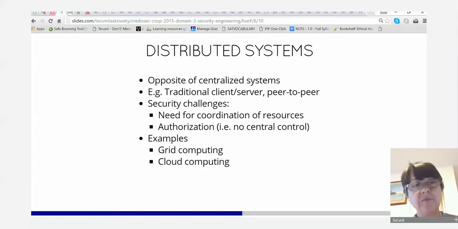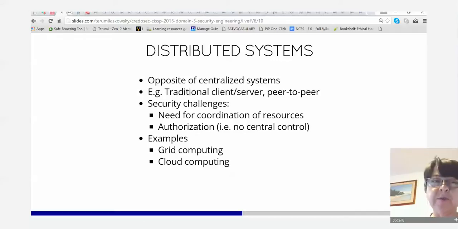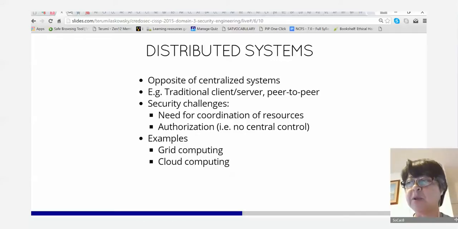Cloud computing, that we talked about yesterday. But cloud computing isn't necessarily a distributed system. It could be, but just because it's cloud computing, it's not, right? Grid computing usually is, or peer-to-peer definitely is.